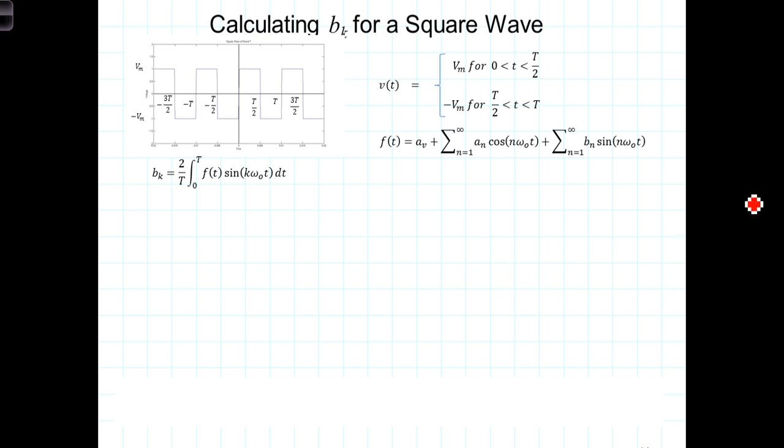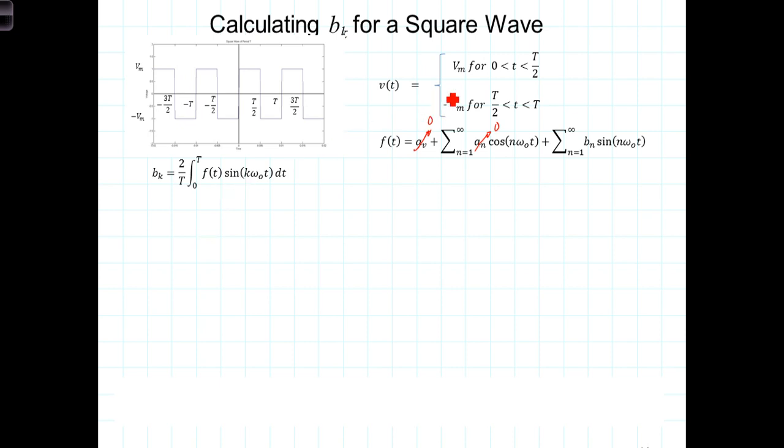We're finally ready to determine the last of the coefficients for this Fourier expansion of this square wave. In the previous videos, we've determined that the a sub v value is 0, the a sub n values are 0 for all values of n, and we have now just to calculate the coefficients in front of the sine terms. We saw before that we can calculate those by taking this function and multiplying it by the sine of k omega naught t and then integrating over the period. So let's go ahead and do that.